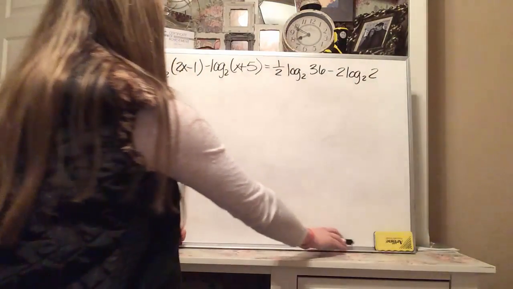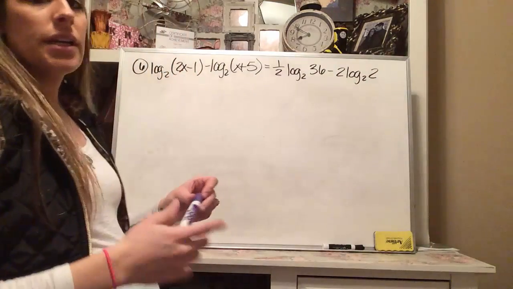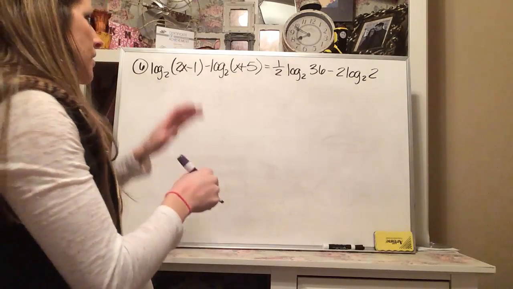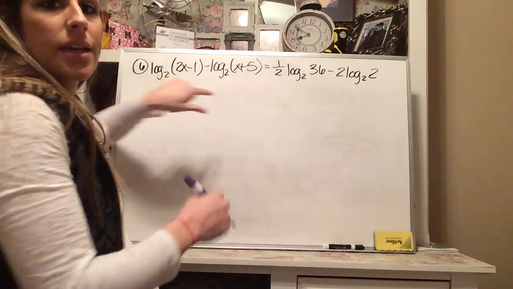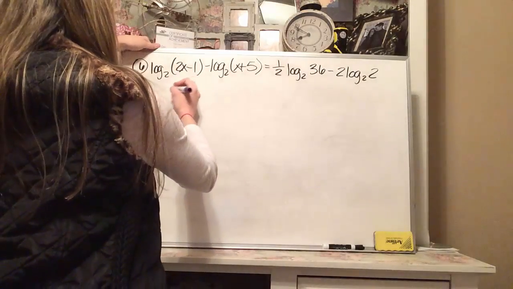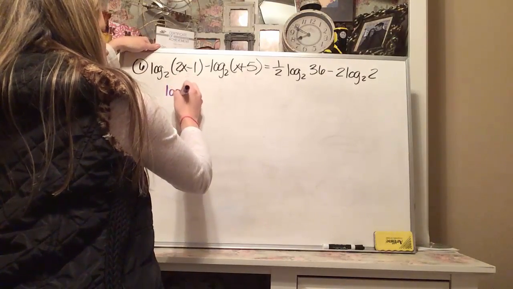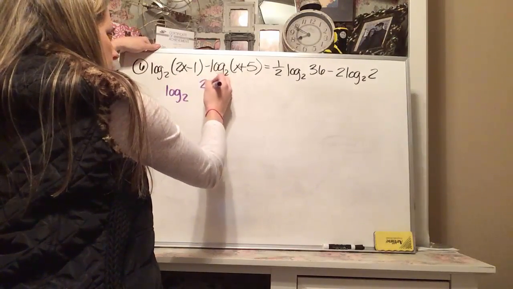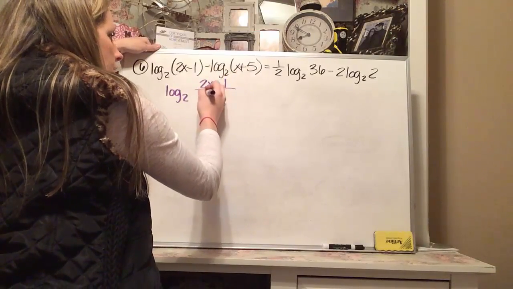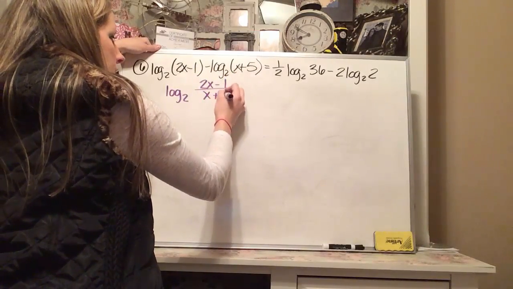Okay, so we want to condense it. So on the left side, since we're subtracting, that means we're going to divide. So it's going to be log base 2 of 2x minus 1 in the numerator divided by x plus 5 in the denominator.